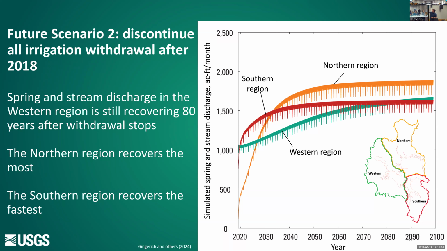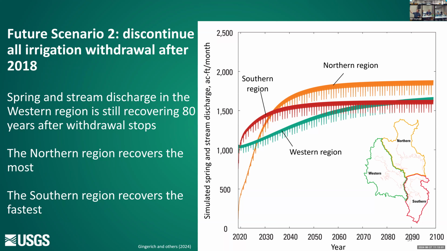So for instance, the southern region, the red line there, flattened out the quickest, maybe 40 years for the system to recover back to the normal or untouched stream and spring discharge. The northern region actually recovers the most and takes a bit longer than the southern region.